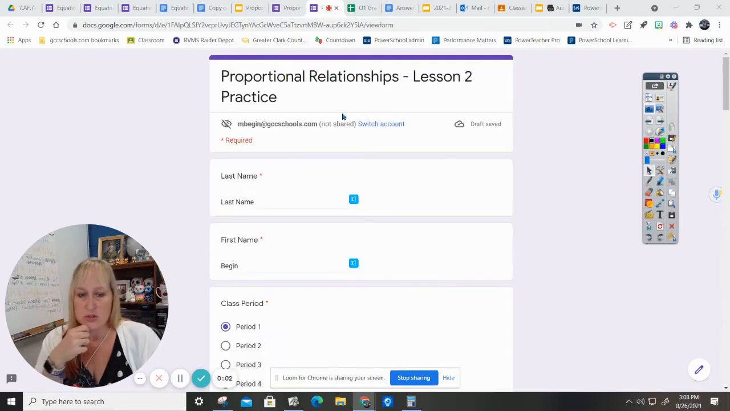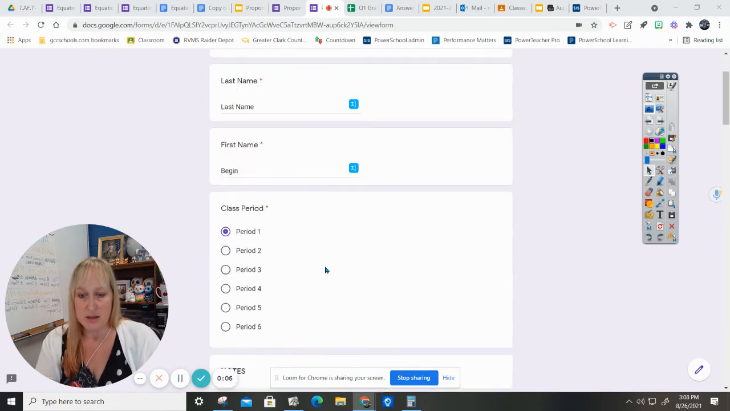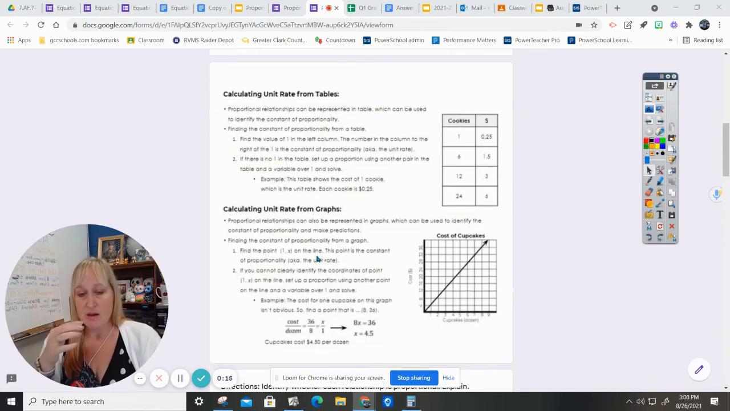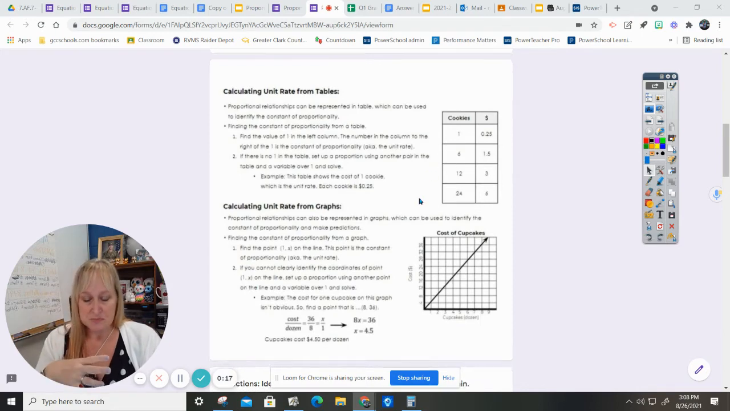All right, so we are doing proportional relationships in lesson 2, and we're doing some practice. Make sure you put your last name and your first name in your class period. These are notes in case you need to refer back to them to read. Just kind of remind yourself of what we're doing and why we're doing it.